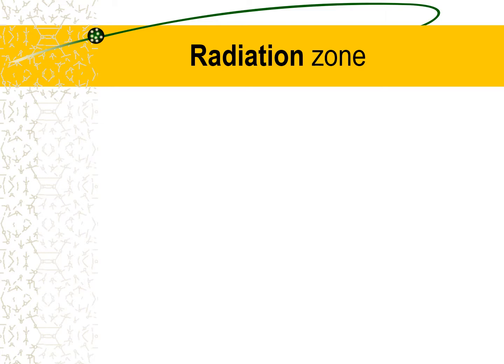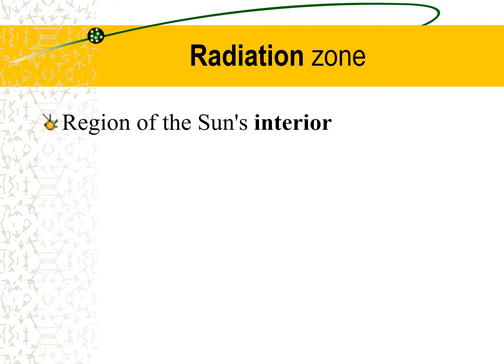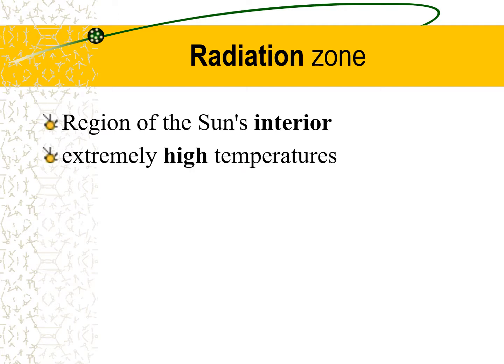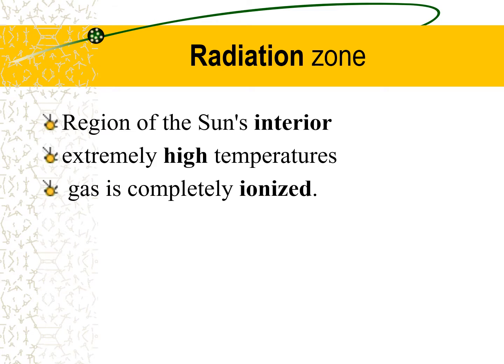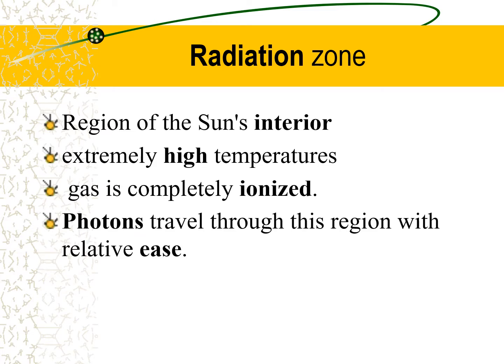Next is the radiative zone, or in this lecture, it's called the radiation zone. This is the interior of the sun where the radiation leaves the core and moves through this part of the sun uninhibited. So it's really high temperatures. All of the particles in the radiative zone are ionized, and that radiation can move through easily and quickly. It doesn't get absorbed by anything. The gas is completely ionized, and the photons travel through this region with relative ease.